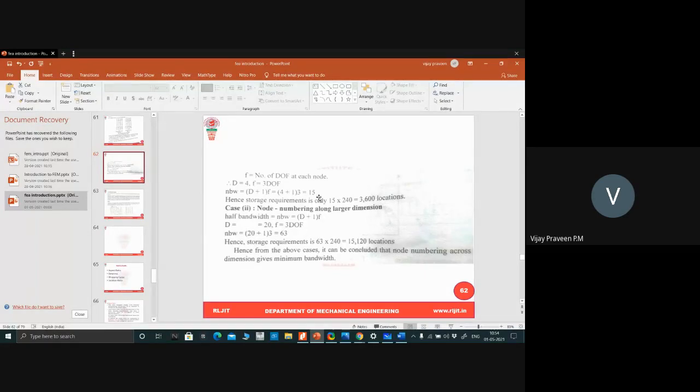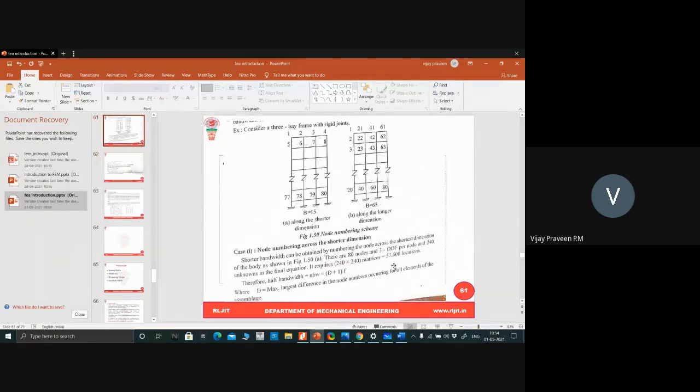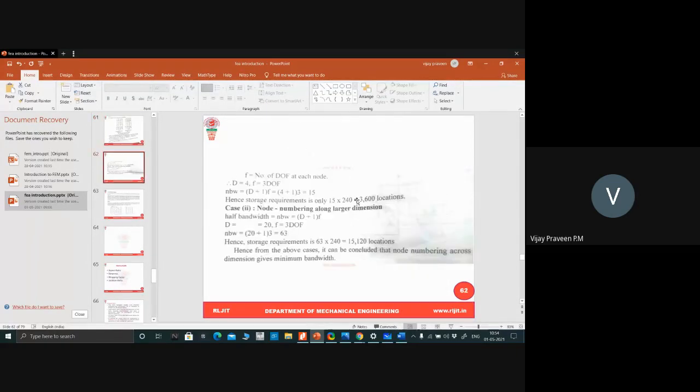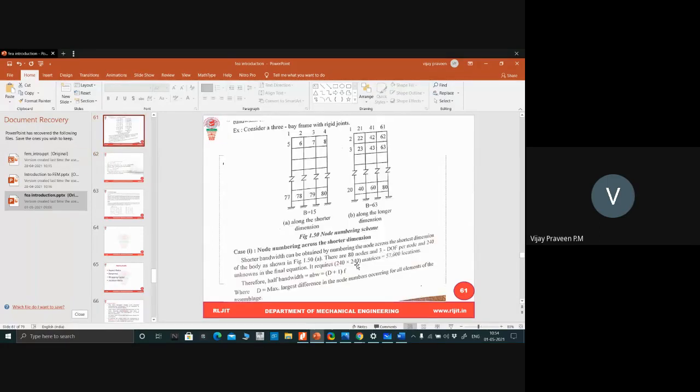Now, if you want to find the storage requirement, this bandwidth into 240. Why did I take 240? Because 240 is my number of unknowns, because 80 nodes into 3 equals 240. Divided by how many locations it will take? 3600. See, earlier how much was it? If we take 240 squared, 57,600.